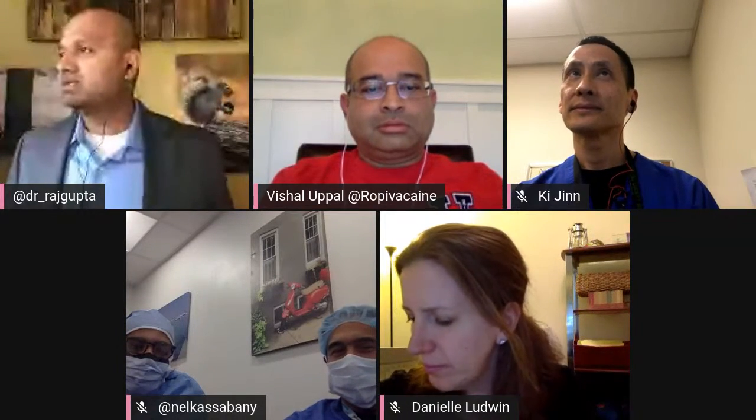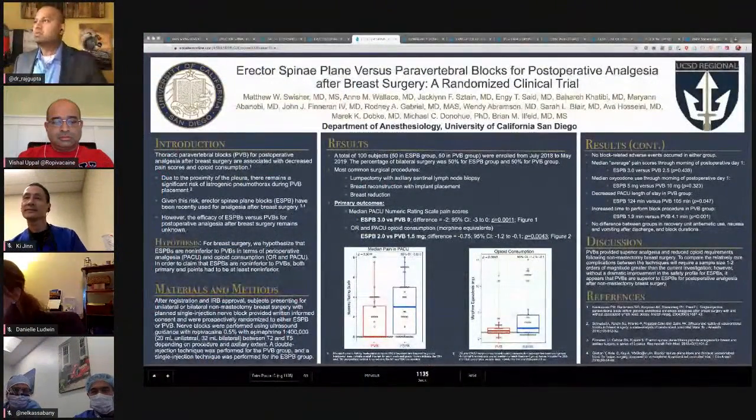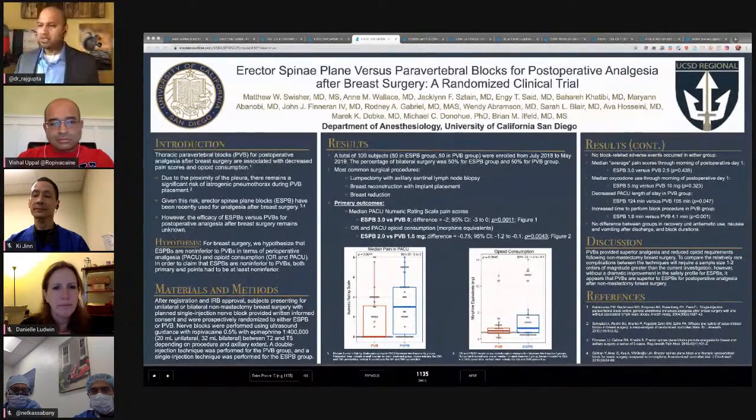Okay. We're going to quickly talk about this one. We're just going to briefly mention. This is poster 1135. This is from University of California, San Diego. Erector spinae plane versus paravertebral blocks for post-op analgesia after breast surgery. I think since this was submitted, Ki-Jin mentioned that this has actually already been published, so it's probably better to go look at the published version of this.